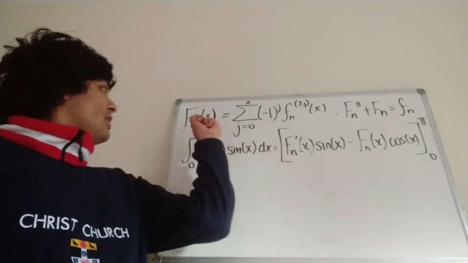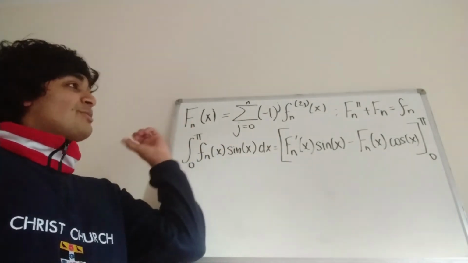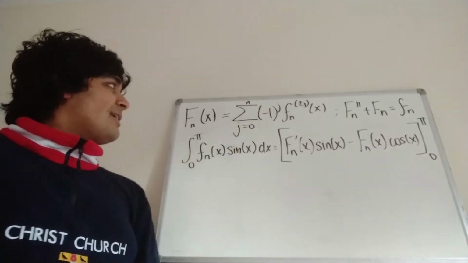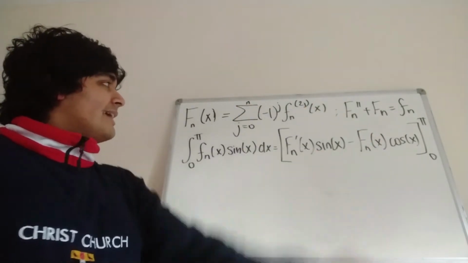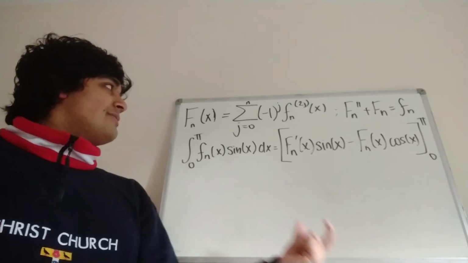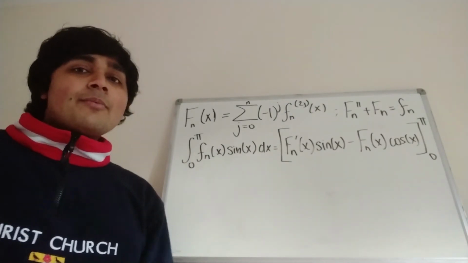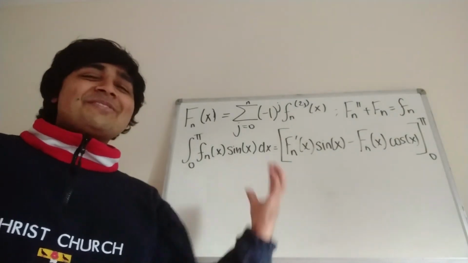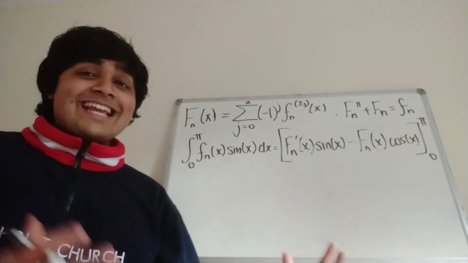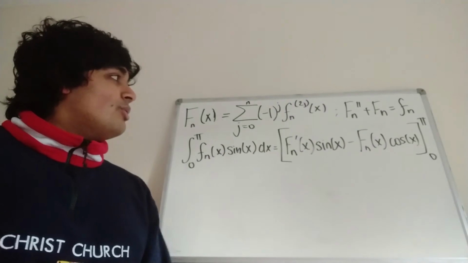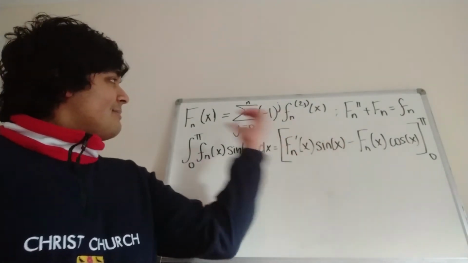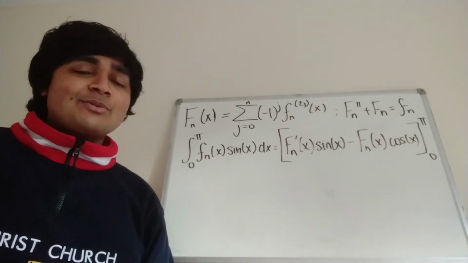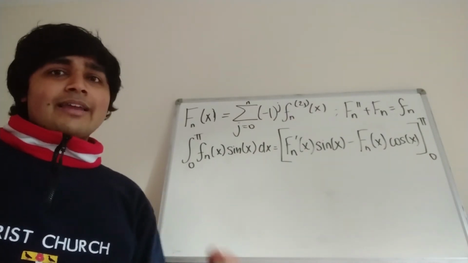And now look at what capital Fn of x is. It's just the sums, with a plus or minus out front, of the even derivatives of little fn. But remember we said at the start that the derivatives of little fn, when you plug in x equals 0 or x equals pi, you're always going to get an integer. So capital Fn is just going to be sums of integers. In particular, capital Fn will be an integer at pi and 0.